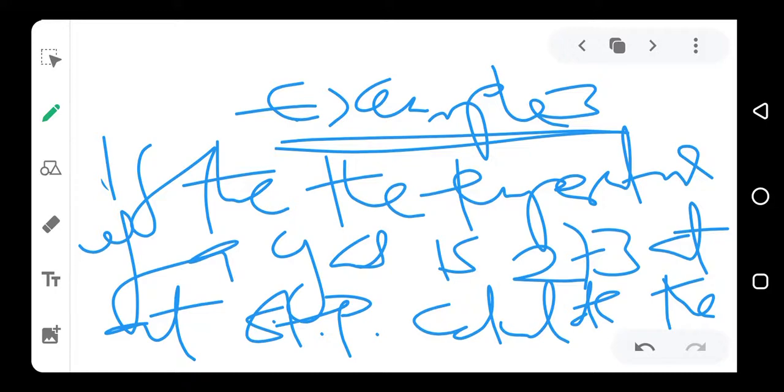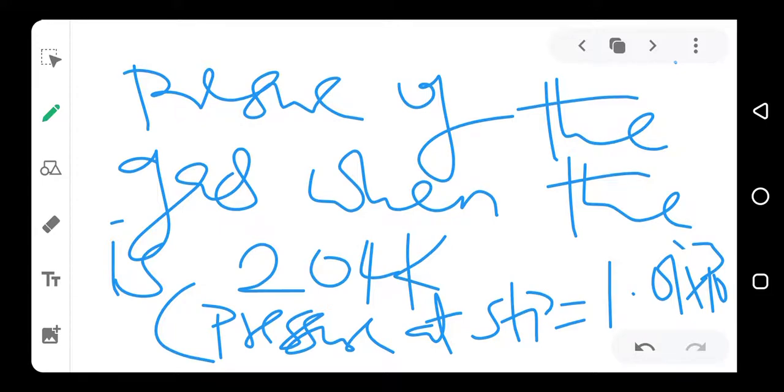Now here, solution. For here, we have that if the temperature of a gas is 273 Kelvin at STP, calculate the pressure of the gas when the temperature is 204 Kelvin, and it is given to us that at STP pressure is equal to 1.01 times 10 raised to power 3 Newton per meter squared.